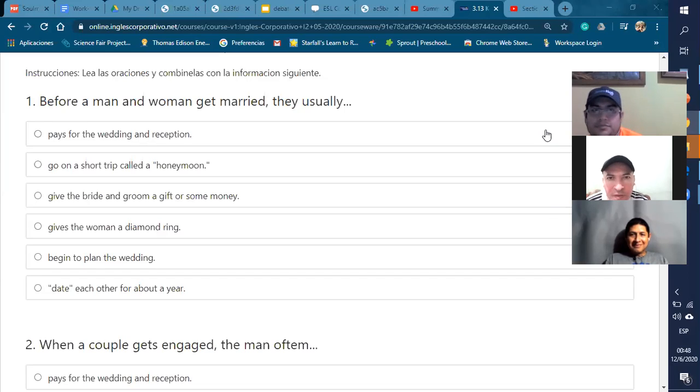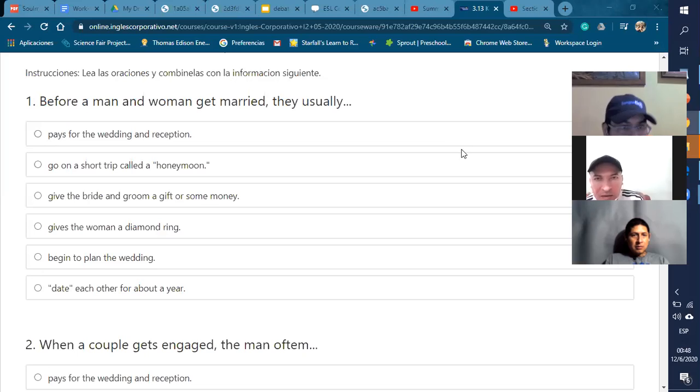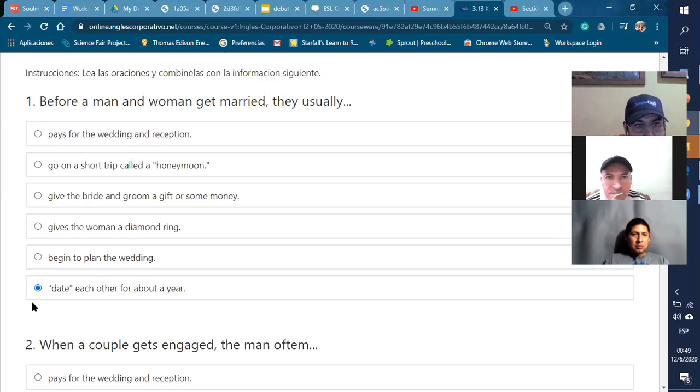Let me see. Okay, go ahead, number one. Before a man and woman get married, they usually pay for the wedding and reception. That is not possible, Noe, because pay is for the third person. Yes, it's true, plural, so that's not the option. Before a man and woman get married, they usually give the woman a diamond ring. But that's third person too. Date each other. Before they get married, they date each other for about a year.